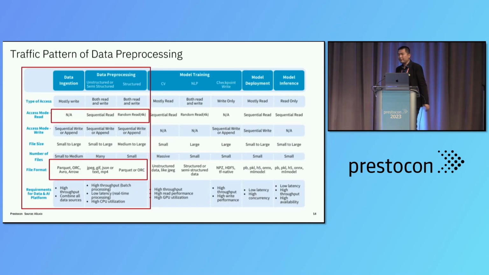After some exercise with our users and customers, we found diversity in the traffic pattern at each stage of the machine learning pipeline. Today, I will focus on the first two stages, data ingestion and data pre-processing. It depends on the data format. It can be structured data, as I mentioned, more like the analytics data format, a table. On the other side, we can have unstructured data like images and videos. For these two kinds of data, image or video, it can be sequential read.